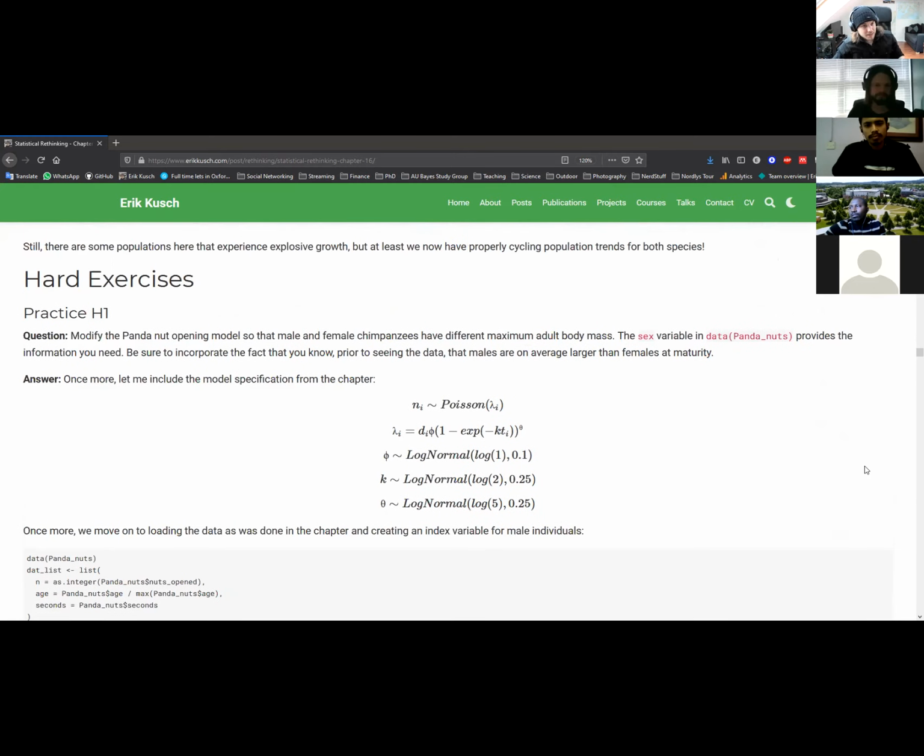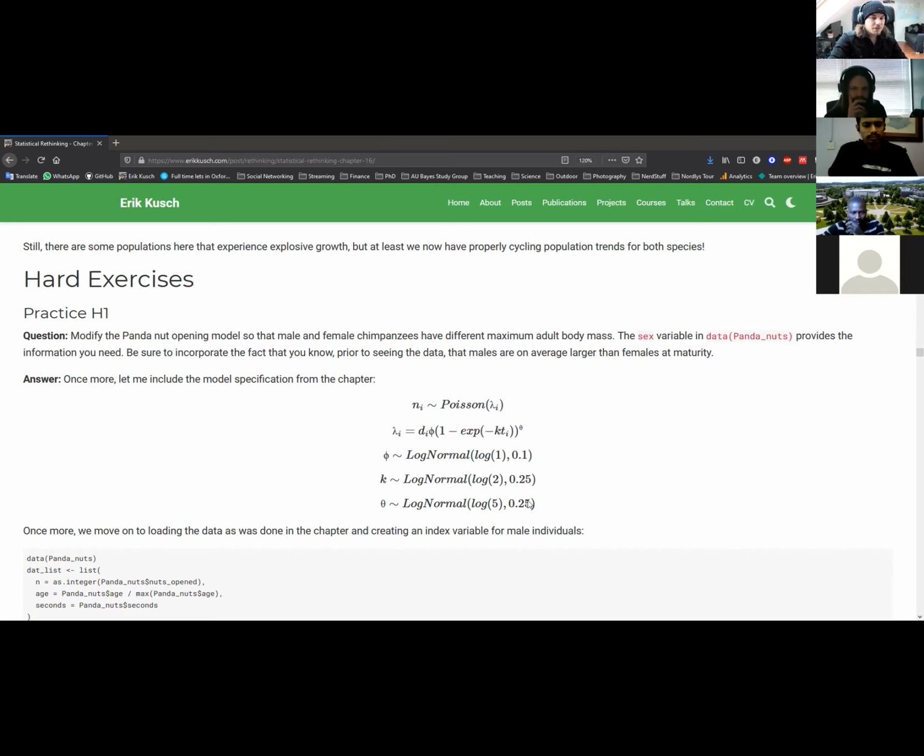Moving on to the hard exercises. With question H1, we were supposed to go back to the panda nut cracking model, and alter it such that the male and female chimpanzees have different maximum adult body mass. So try to account for different sexes. What we talked about previously is that we want certain things to be influenced by sex and others not to be influenced by sex. Or by individuals, as we talked about earlier, or species. Now it's sex.